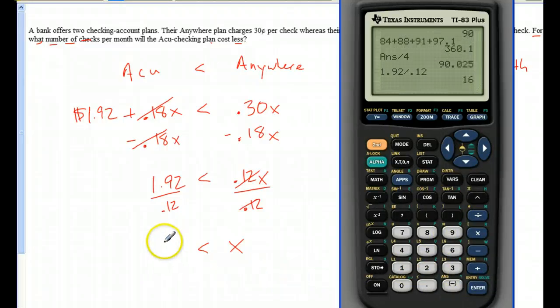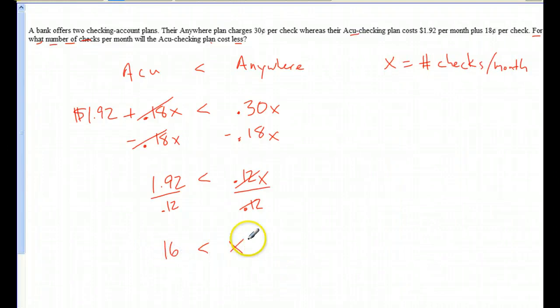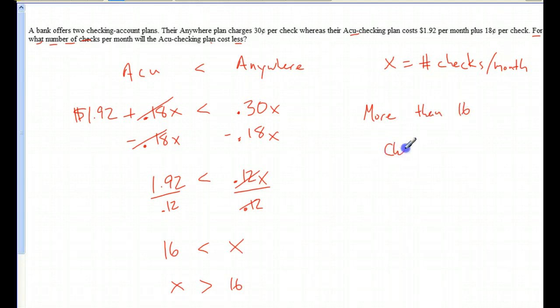is 16. So 16 is less than x. If I flip the x over here and the 16 over here, I have to change the order sign. It's pointing towards the 16, so it needs to point towards the 16 here as well. So I need to use more than 16 checks for that one to be less.